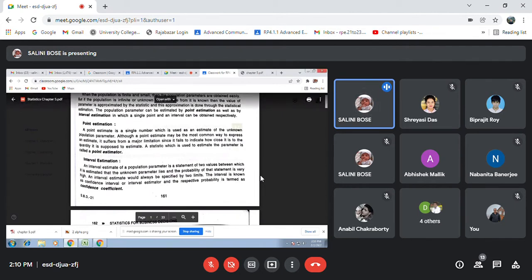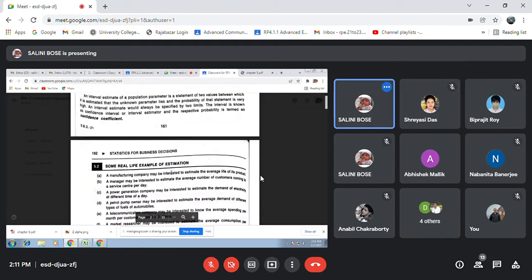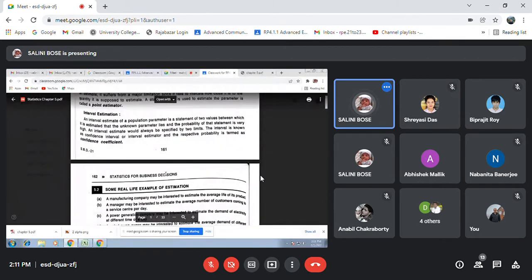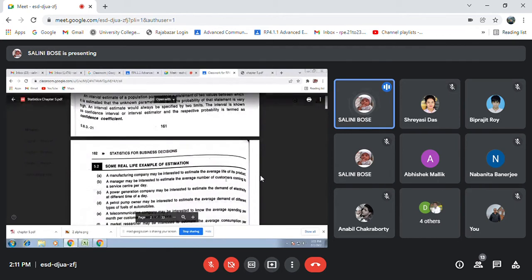But which interval will you select? That depends. That is why it is important that the probability of your statement must be very high. The probability that your population parameter lies in the interval of values must be high. That is called interval estimation, and it is specified by two limits. This interval is known as confidence interval, right?